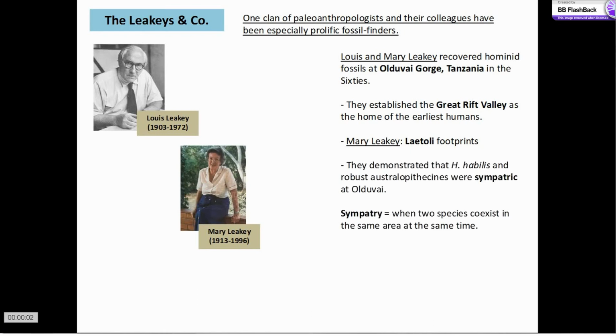One interesting thing that I hope I can remember to mention when we get to those slides, which will be coming up soon, is that they demonstrated that the earliest humans, Homo habilis, were actually sympatric with robust Australopithecines. Sympatry means living together or coexisting. That doesn't mean that the robust Australopithecines at Olduvai were necessarily hanging around the campfire with Homo habilis. No, but it does mean that more than one species of a culture-bearing bipedal ape was existing in the same place at the same time.